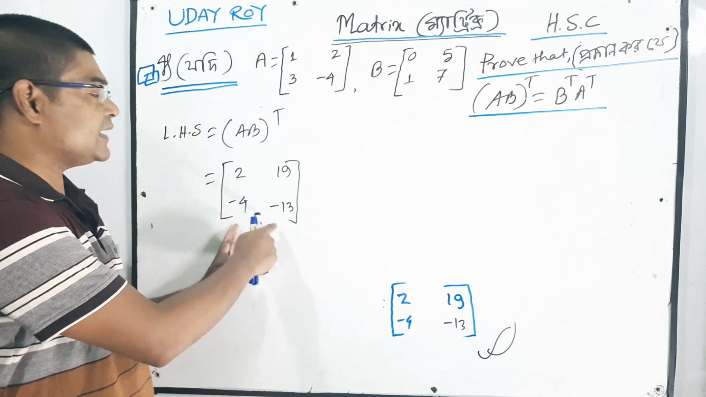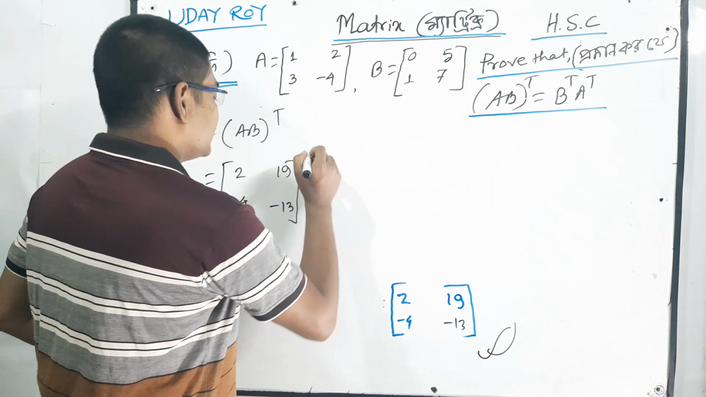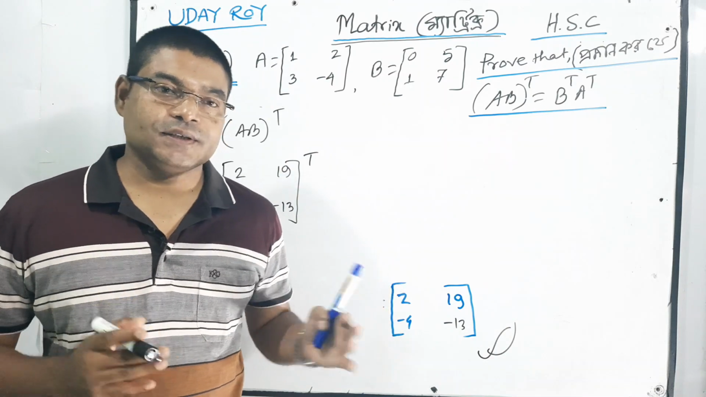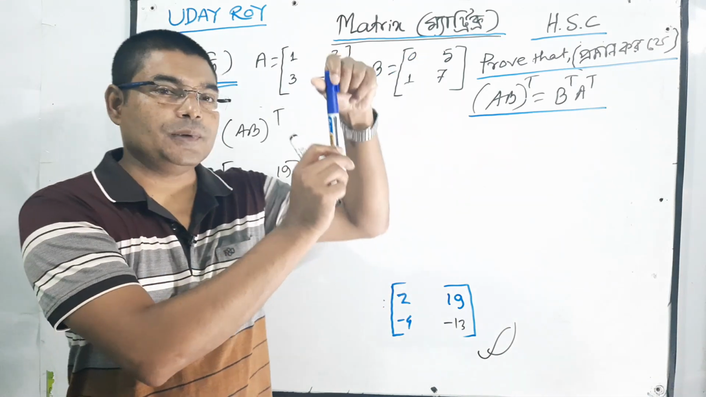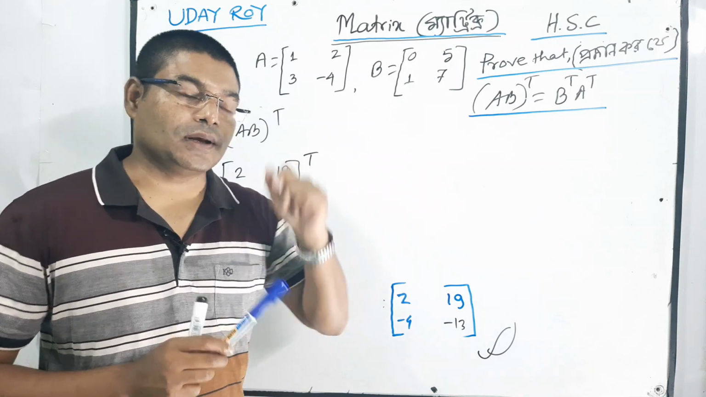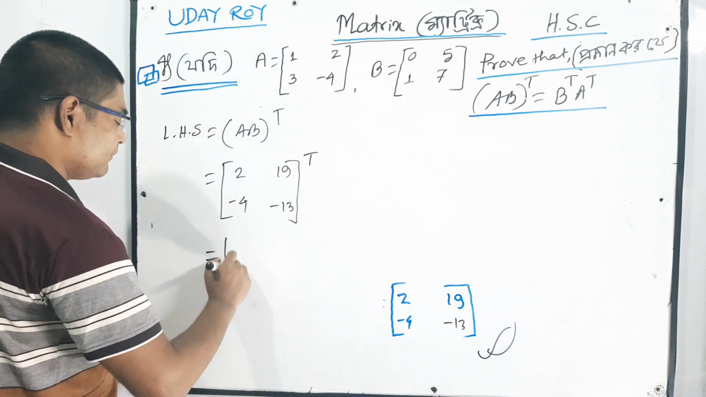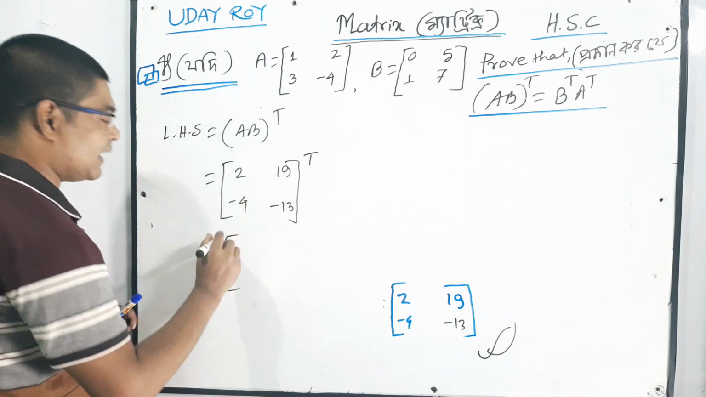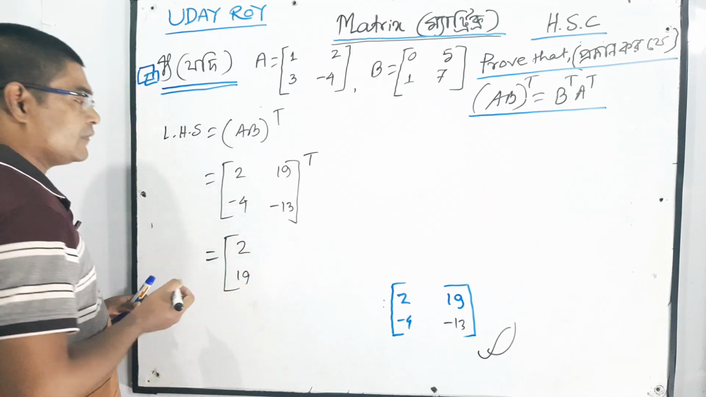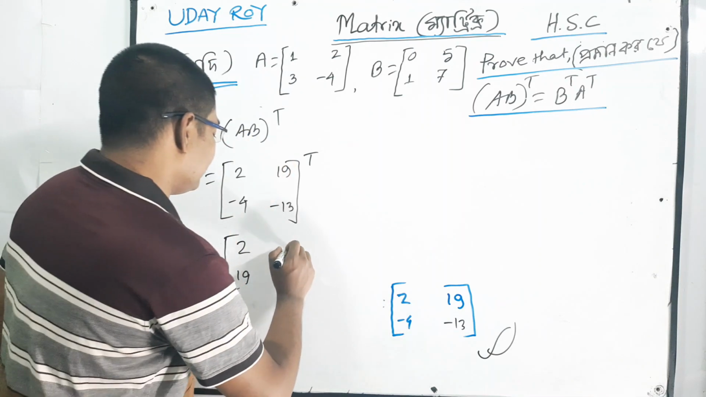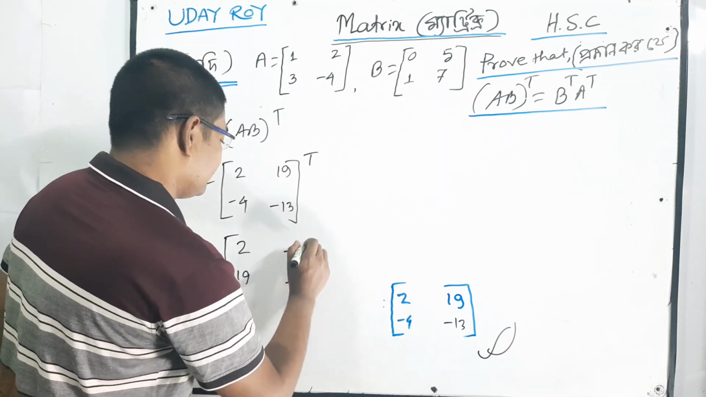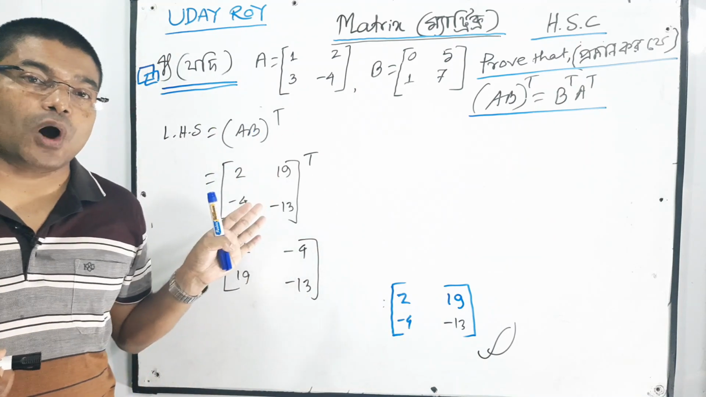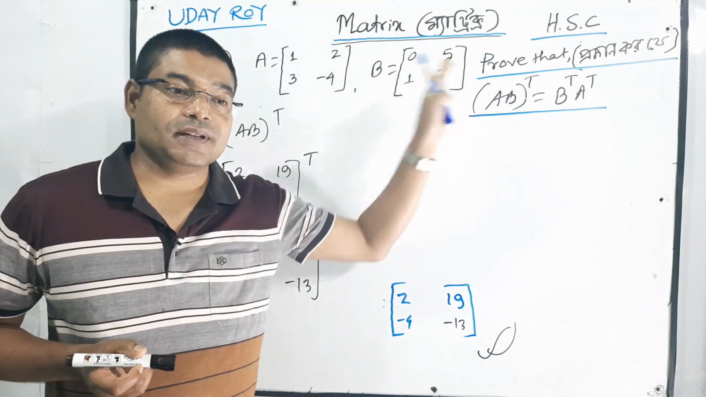Now at first you have to write AB, then transpose. So it is a method of transpose matrix. Row will be column, row will be column. So here you can see transpose of AB equal to 2, 19. So first row will be the first column, second row will be the second column. So we have got transpose of AB, that means left hand side.